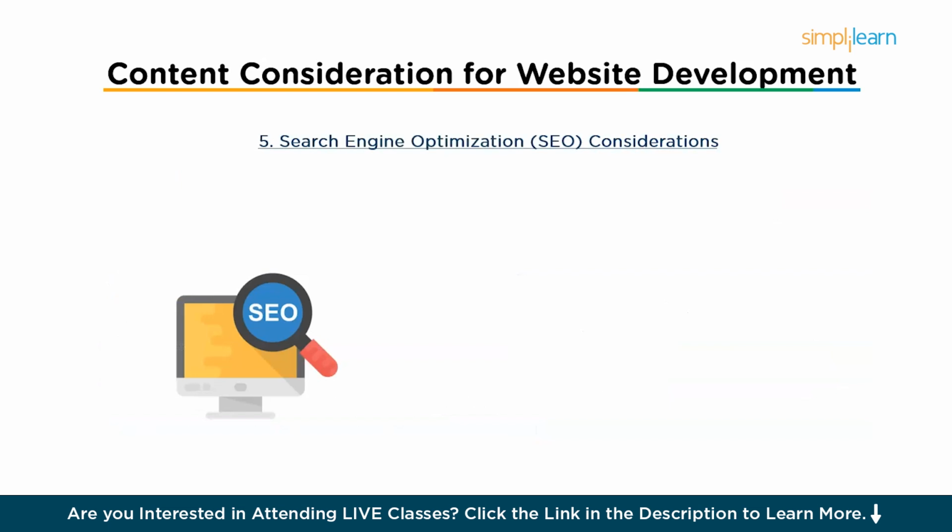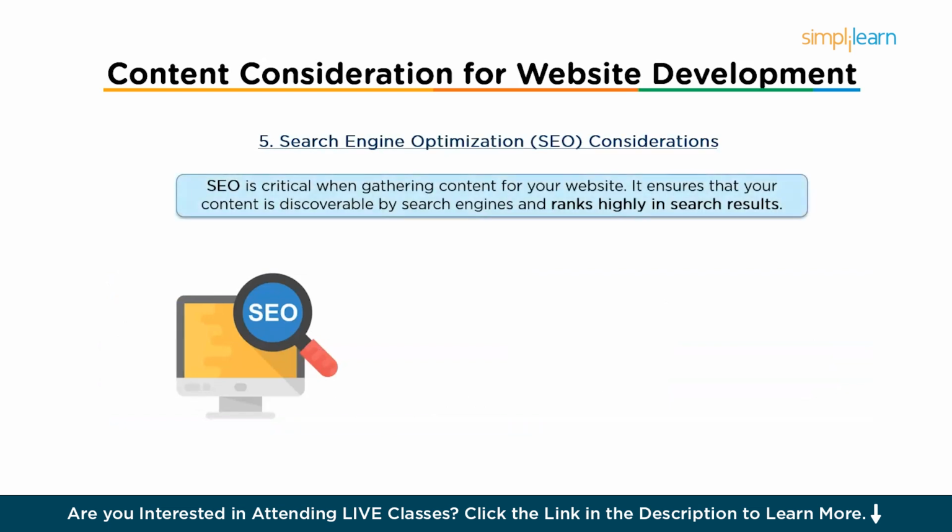And the fifth factor is search engine optimization, SEO. So SEO is critical when gathering content for your website. It ensures that your content is discoverable by search engines and ranks highly in search results. While content should be user-centric, optimizing it for search engines increases the chances of attracting organic traffic.